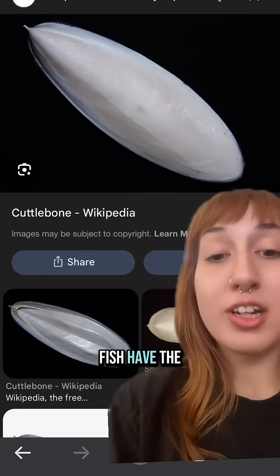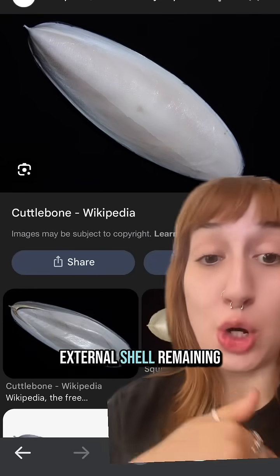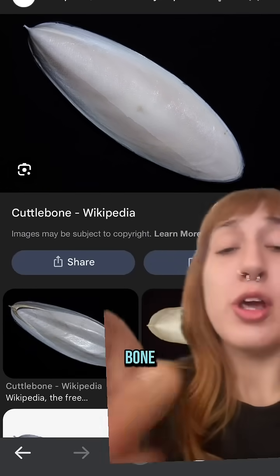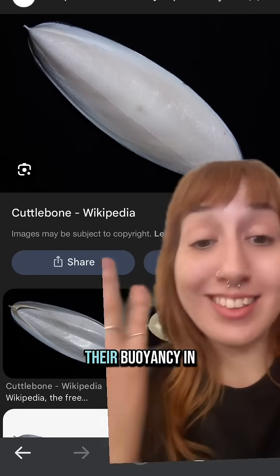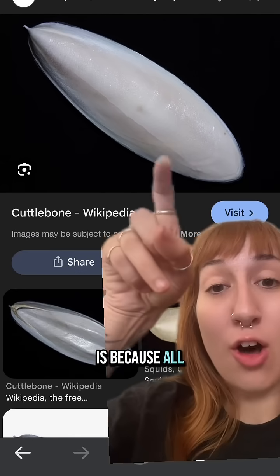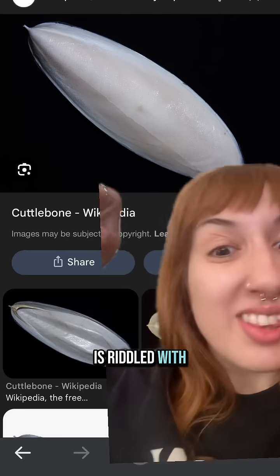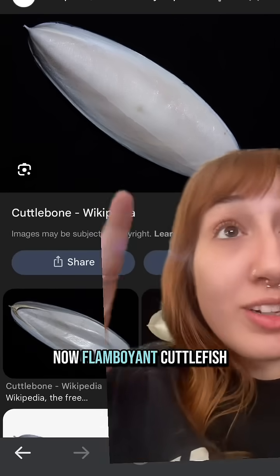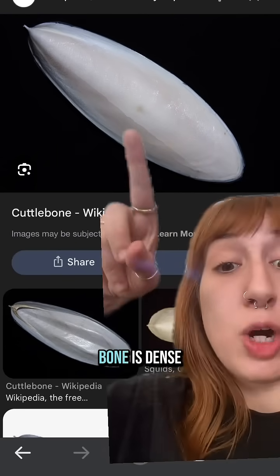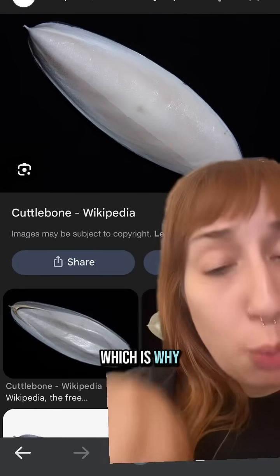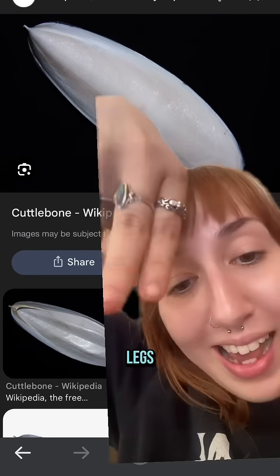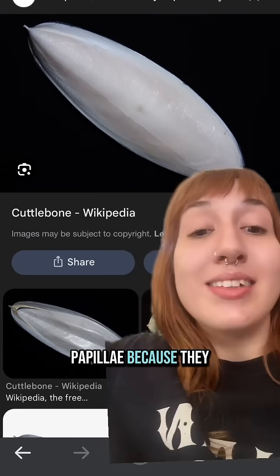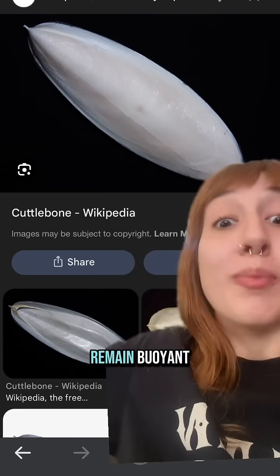And so cuttlefish have the most of this external shell remaining in the form of a cuttlebone, which is actually how they maintain their buoyancy in the seawater, because all of this cuttlebone is riddled with little pores that allow them to remain afloat. Now flamboyant cuttlefishes, on the other hand, their cuttlebone is dense, which is why they walk around on two little legs, or their little papillae, because they do not have the ability to remain buoyant.